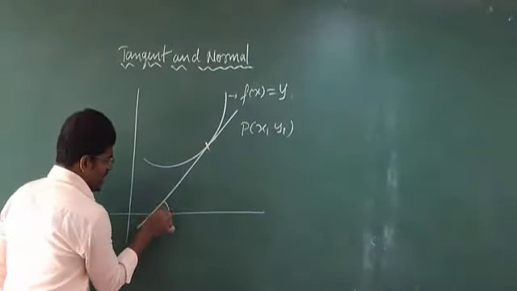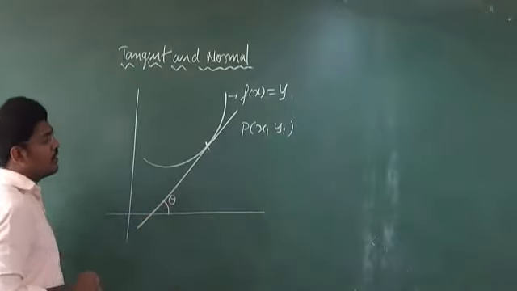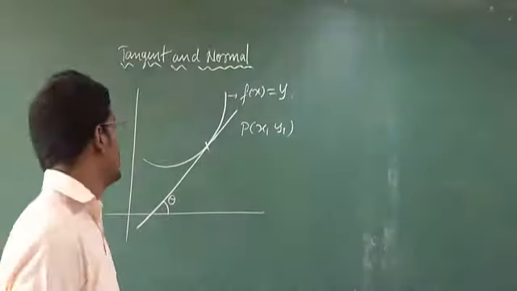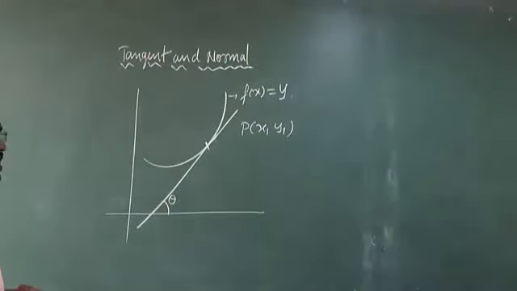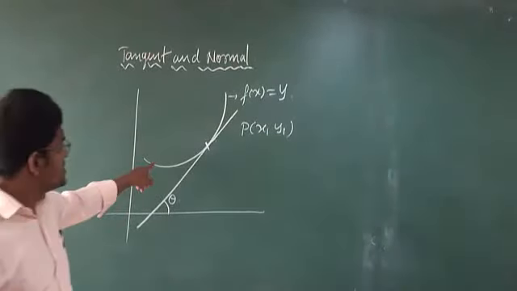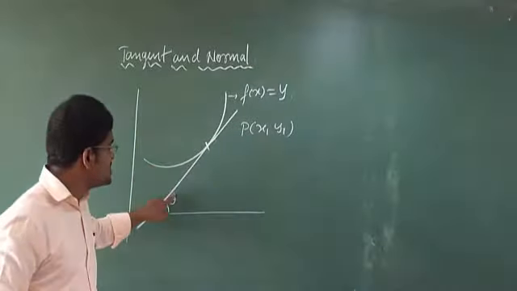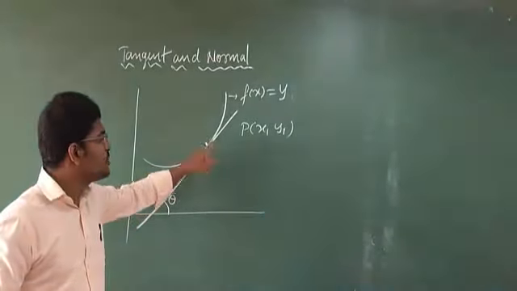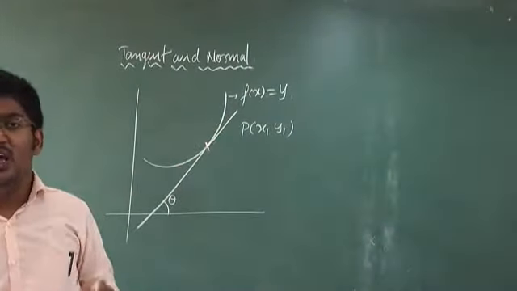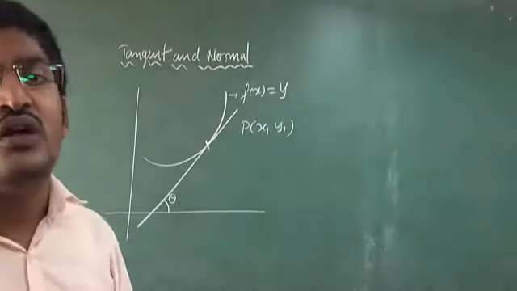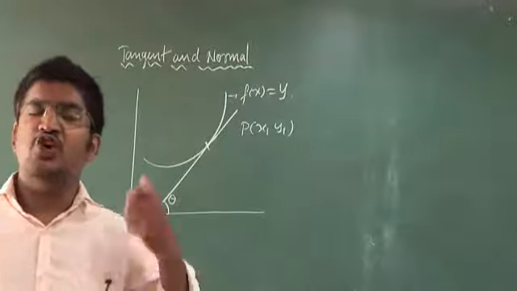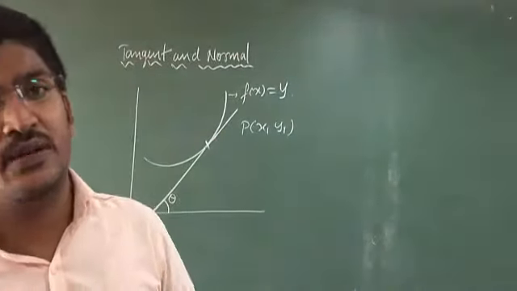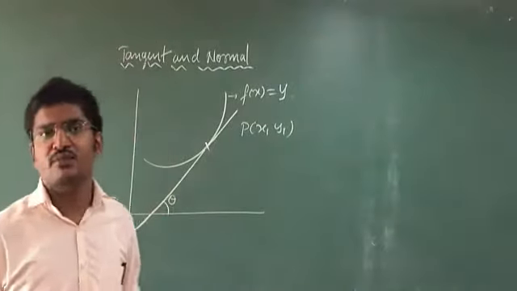And it is making an angle theta with the x-axis. Here this is the curve, and this is the tangent touching or intersecting the curve at P(x1, y1). As we all know, the geometrical meaning of dy by dx is the slope of the tangent drawn to the curve. Are you getting my point?